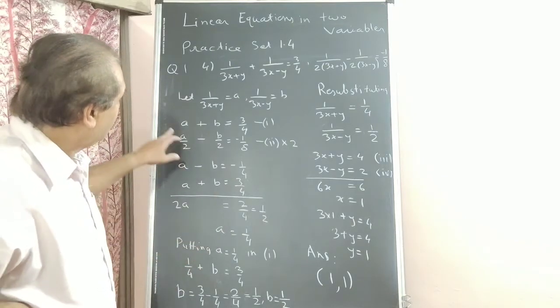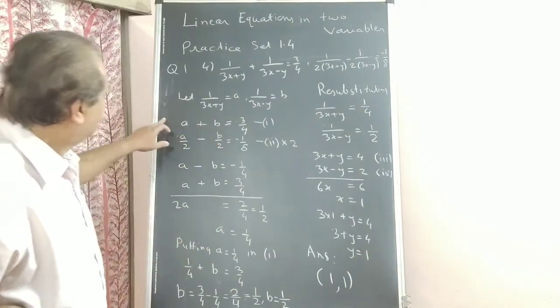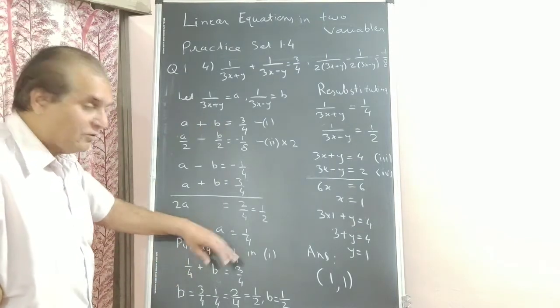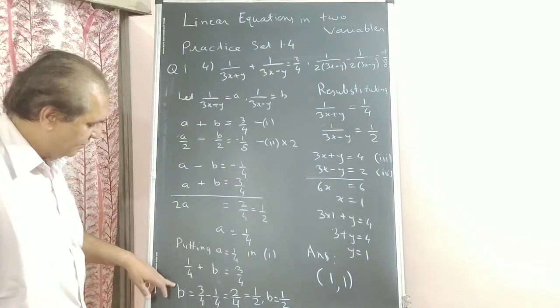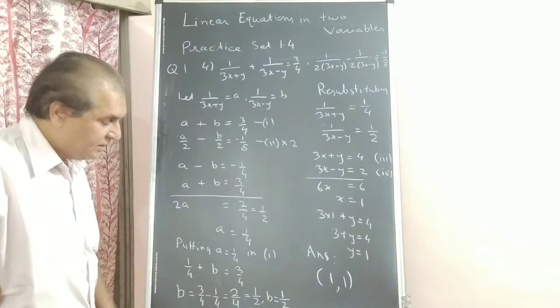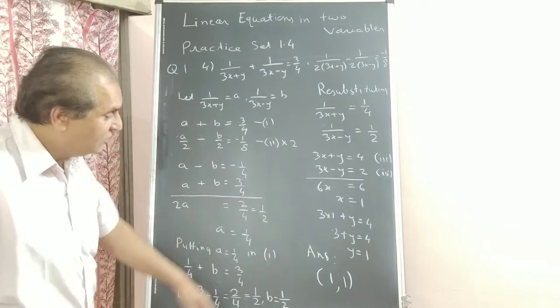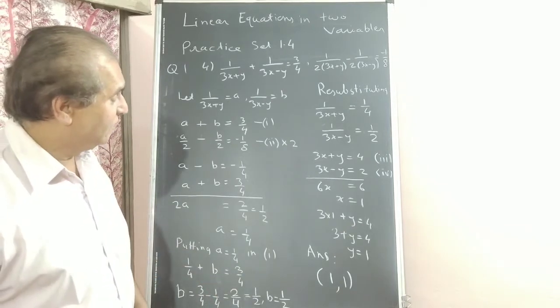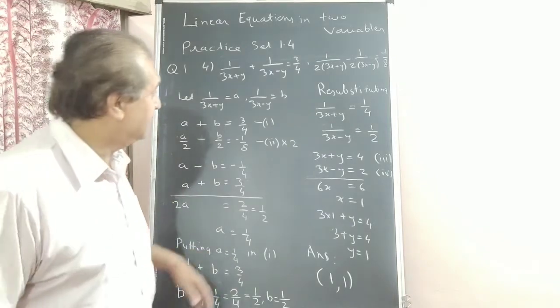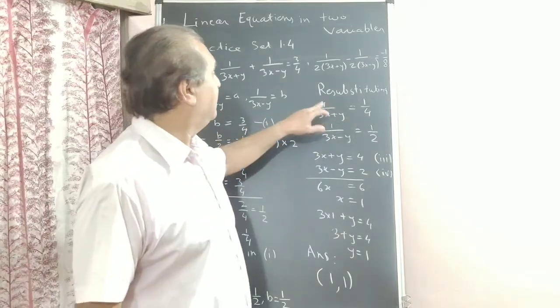Putting a equal to 1 upon 4 in equation 1. So 1 upon 4 plus b equal to 3 upon 4. 1 upon 4 shifting that side will become minus 1 upon 4. b equal to 3 by 4 minus 1 upon 4 is 2 by 4, that is 1 upon 2. b value directly got as 1 upon 2. Now we got the values of a and b. We will resubstitute.